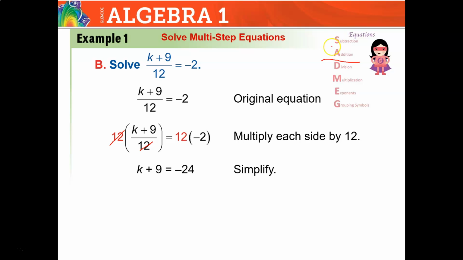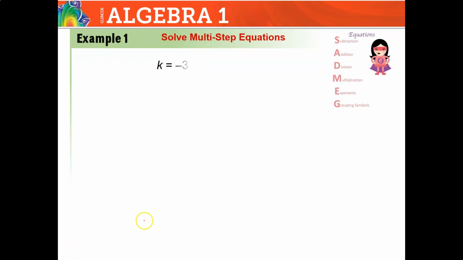Now we can start with SAD-MEG. What's the opposite of plus 9? Well, minus 9. Which gives us k equals negative 33.